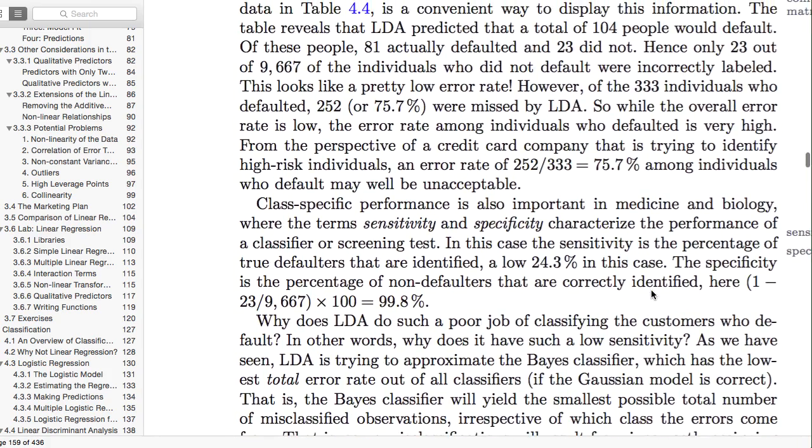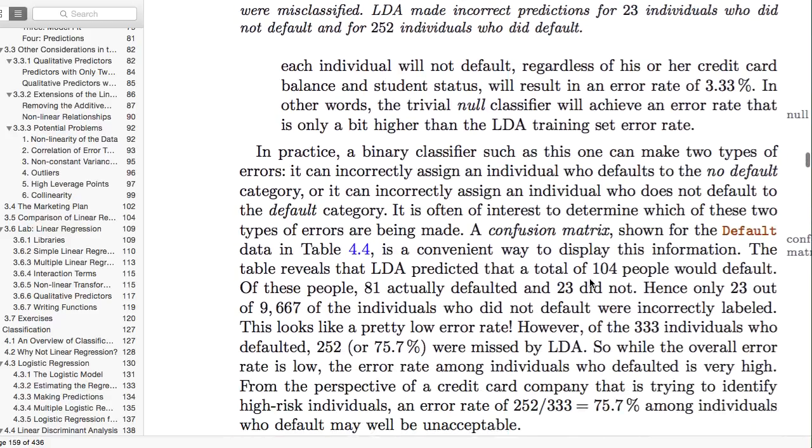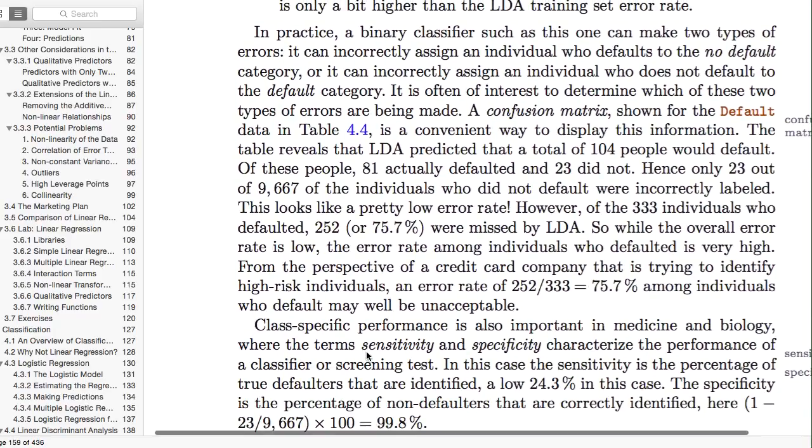So we can say, in a sense, that this is poor performance, and we have some words for describing this with very precise terminology. And these words are sensitivity and specificity. Sensitivity is the percentage of true defaulters that are identified, and we only correctly identified 24% of the true defaulters. The specificity is the percentage of non-defaulters that were correctly identified, which is 99.8%. So that's really nice. We have a really nice specificity, but our sensitivity is very poor.